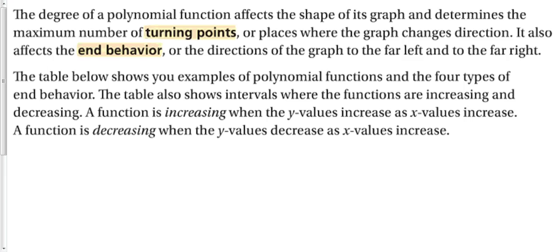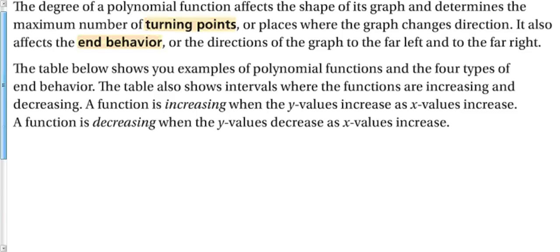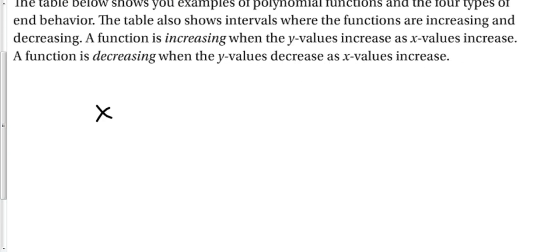Good. Next, the degree of a polynomial function affects the shape of its graph and determines the maximum number of turning points, or places where the graph changes direction. It also affects the end behavior, or the directions of the graph at the far left and the far right. Think about this. If we have something that is the first degree, that would be a line. That would be something that looks like this. That's the first degree. That would be a line. Okay? That means one end is going down, one end is going up. Or perhaps the other way.